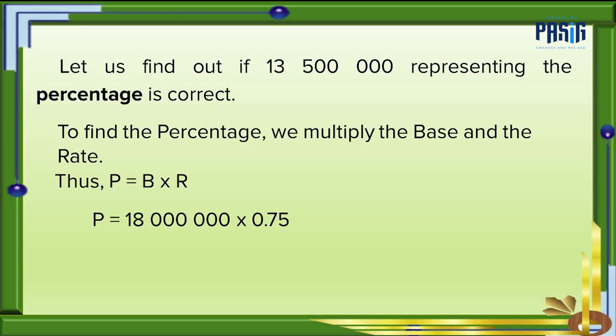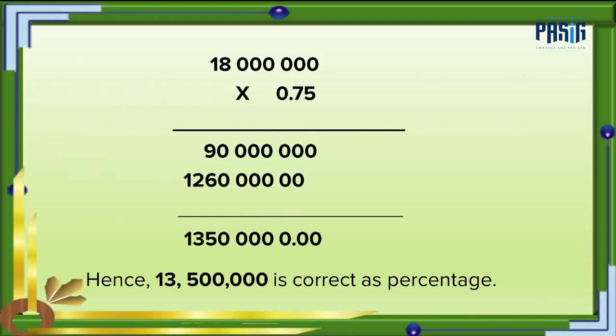So percentage is equal to 18 million times 75%, or in decimal, 75 hundredths. Here it is: 18 million times 75 hundredths. Multiplying 5 to all the factors gives 90 million, and multiplying 7 to all the factors gives 126 million. Adding the partial products gives us 1,350,000,000. But of course, we have 2 decimal places here, so the answer is 13,500,000, which is the correct percentage as shown in our problem.